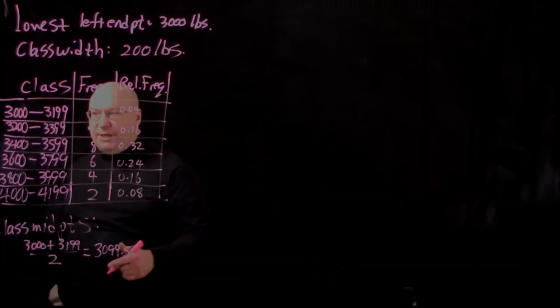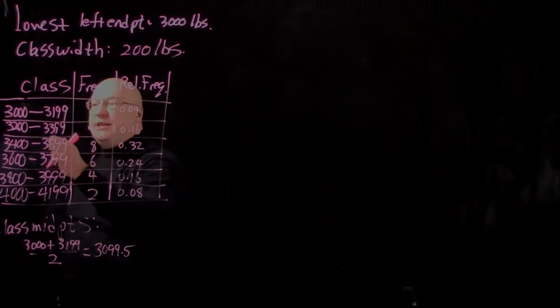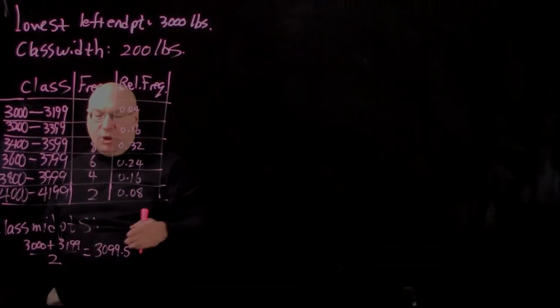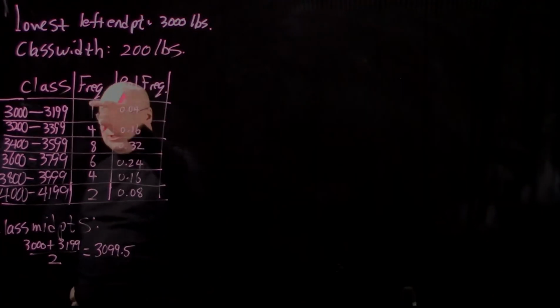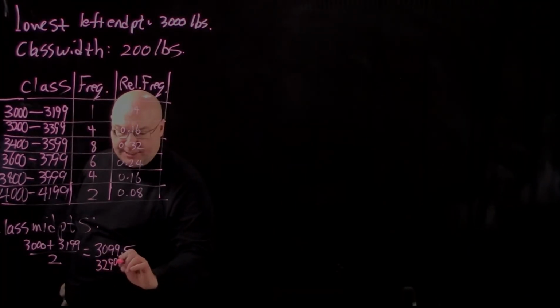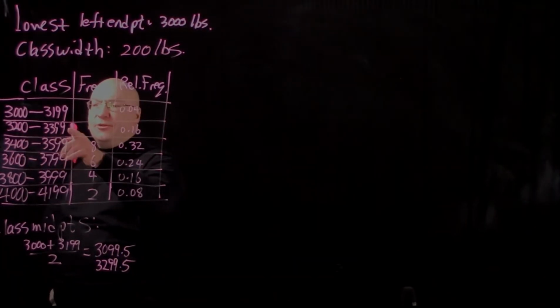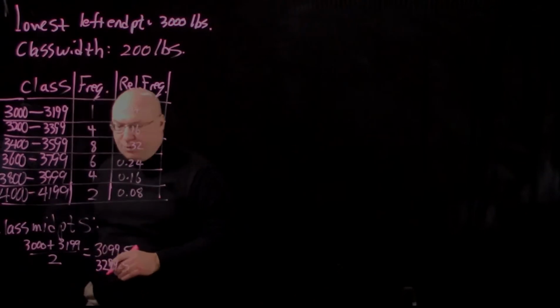What's the next one going to be? I'll take the average of that and that. I'll add them up and divide by 2. That's always going to give me what's exactly in the middle of those two. Or I can just take the class width and add it. So that would be 3,299.5. And doesn't that make sense? In between 3,200 and 3,399, yeah, 3,299.5.